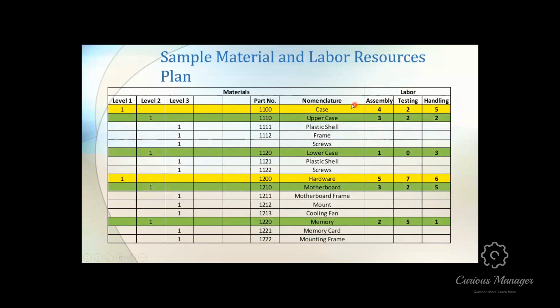So for instance, for the case, I would need 4 hours of the assembly manpower, 2 hours of testing, and 5 hours of handling. And of course, if you had different ones, you basically add them up as you go along. So same here. For instance, we have 5, 7, 6. So 5, 3 plus 2, 7, 2 plus 5, and 6 is 5 plus 1.